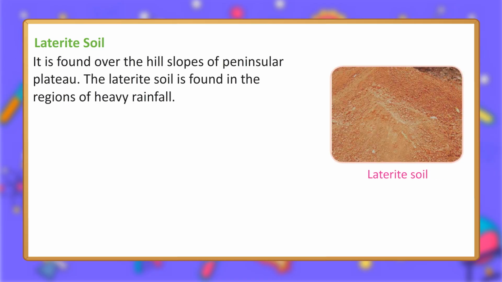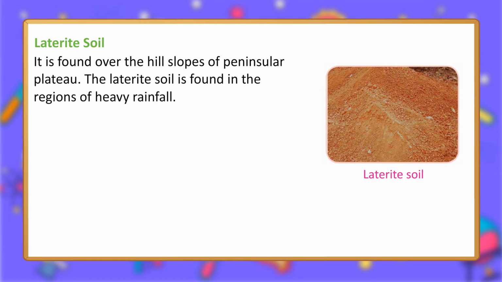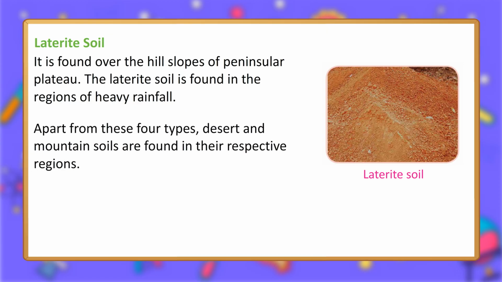Red soil. Laterite soil. It is found over the hill slopes of the Peninsular Plateau. The laterite soil is found in the regions of heavy rainfall. Apart from these 4 types, desert and mountain soils are found in their respective regions.